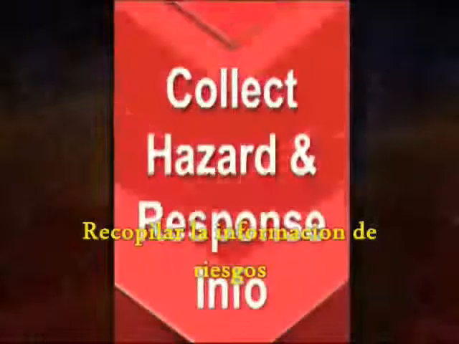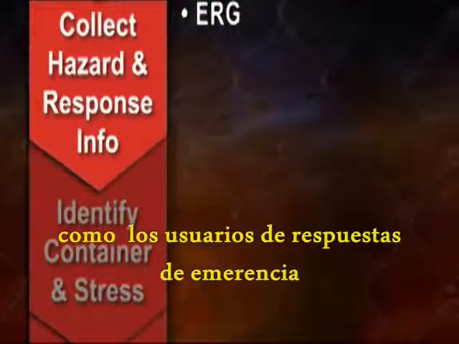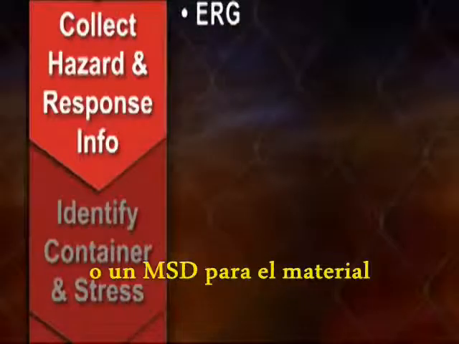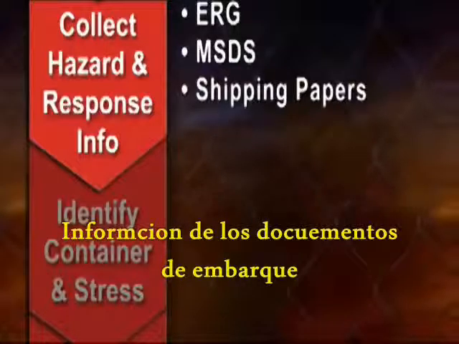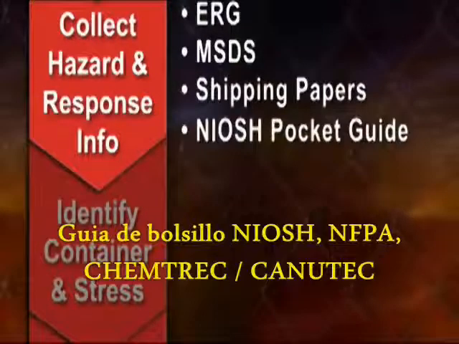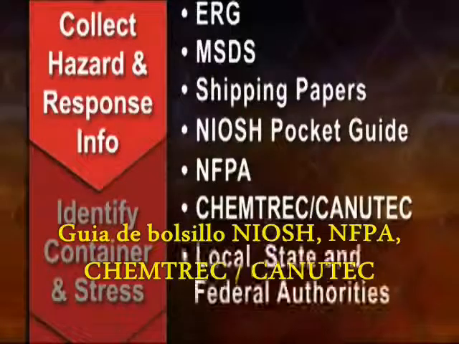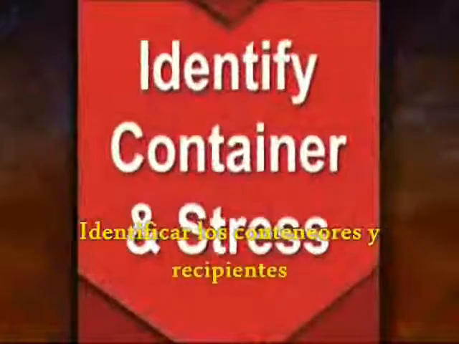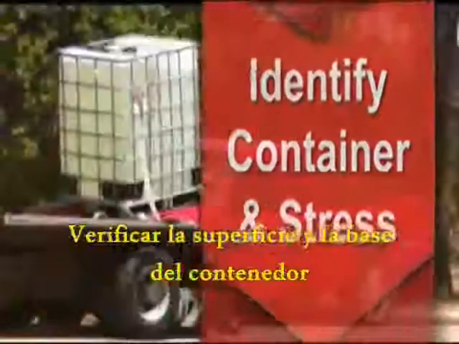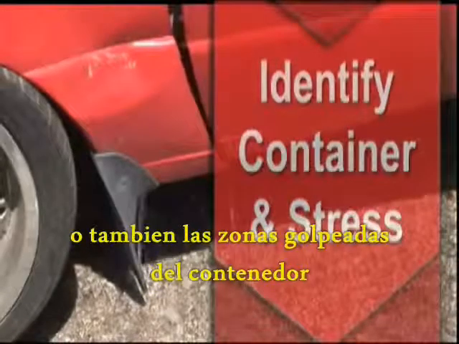Collect hazard and response information by using reliable sources such as the Emergency Response Guidebook or ERG, an MSDS for the material, information from the shipper or manufacturer, the NIOSH Pocket Guide, NFPA, Chemtrec, Canutec, and local, state, and federal authorities. Identify the type of container or containers involved, any obvious or potential stresses created by the incident, and any visible damage.